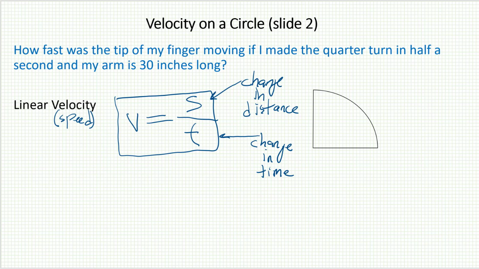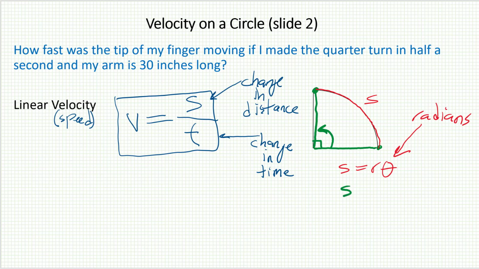Here's a visual. If you picture this corner as my shoulder, and here's the starting position of my arm with my fingertip out here at the end, I rotated around 1/4 turn until my arm ended up in front of me. So the distance my fingertip traveled is the length of this arc. Well, we have a formula, don't we, for the length of an arc. It's s equals r times theta, as long as theta is measured in radians.